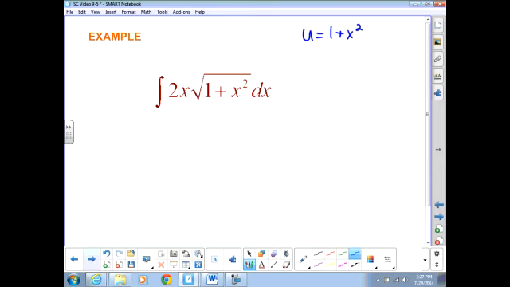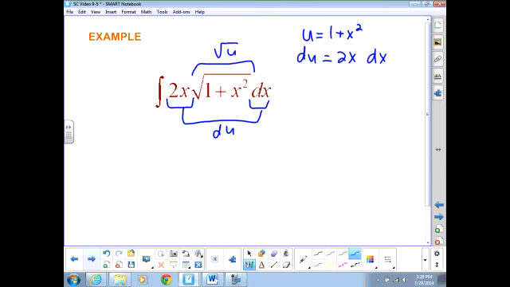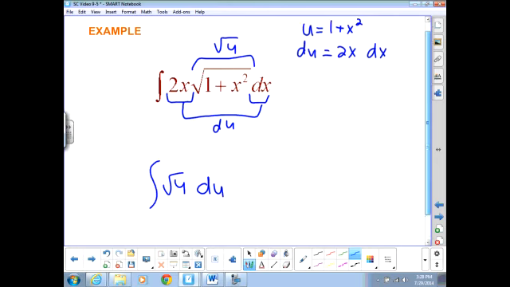Well, then what we'll do is we'll take the derivative of both sides. Derivative of u will be du. The derivative of the right side, the 1 goes away, we'll have 2x, and then we've got to stick a dx at the end. So what we have here is we have all the things we'll substitute. The 2x and the dx will become the du, because that's what du is equal to. And this section here will become square root of u. So if we rewrite the whole thing now, we'll just have square root of u du. Now this is something that's easy to handle.